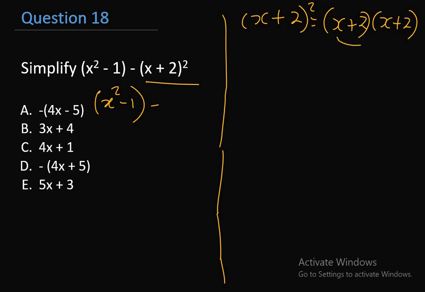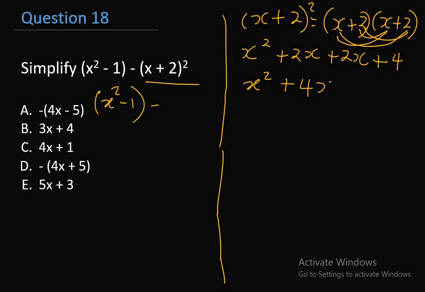So we use this first x to multiply this x. It will give me x squared. Then the same x to multiply 2, plus 2x. Then we use 2 to multiply x, that's plus 2x. Then we use 2 to multiply 2, that's plus 4. Right? So we have x squared, 2x plus 2x will give me 4x plus 4. All this is for this. So this will now give me, bring it back here.